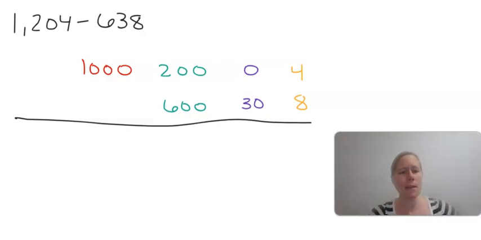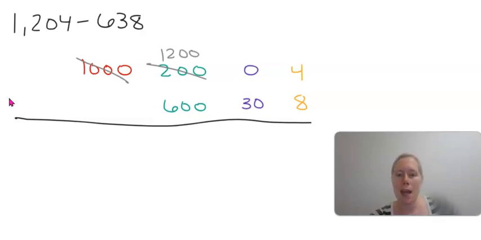So I'm going to start here at my 1,000. I'm just going to regroup my 1,000 over already because I know I need to do that. So I'm going to take my 1,000 and just regroup it over here. So instead of having 200, I'm going to write this as a 1,200. I just regrouped my 1,000 over here.